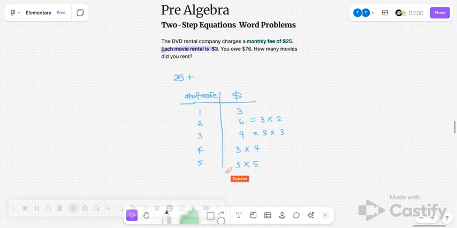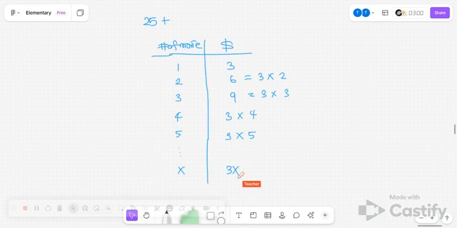What if you rent x number of movies, because we don't know how many? So x, then it's going to be 3x. In pre-algebra, we actually are not using this x symbol as the multiplication symbol. Instead, we use a little dot between numbers, but between a number and a variable, you don't need to write anything. If there are two numbers and you want to show you're multiplying, it's going to be just a little dot, because the letter x and the multiplication symbol x are a little confusing, right? They look exactly the same.